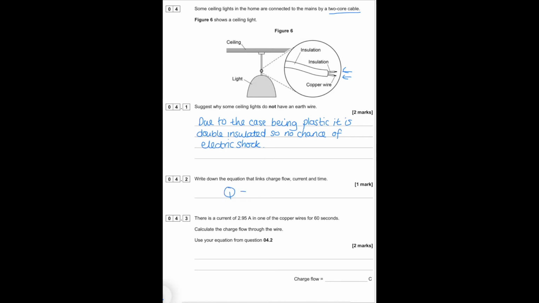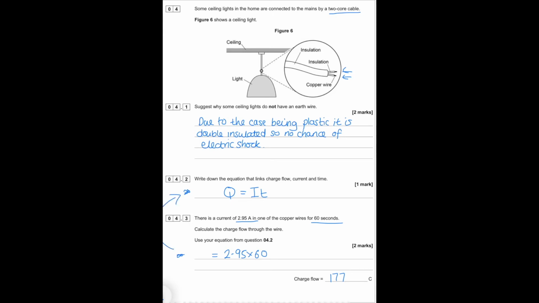So charge flow is current times time, or you could write it as words, that's fine as well. There is a current of 2.95 amps in one of the copper wires for 60 seconds. Calculate the charge flow through the wire. So using our equation, the charge flow is going to be 2.95 amps times 60 seconds, which gives us an answer of the charge flow being 177 coulombs.